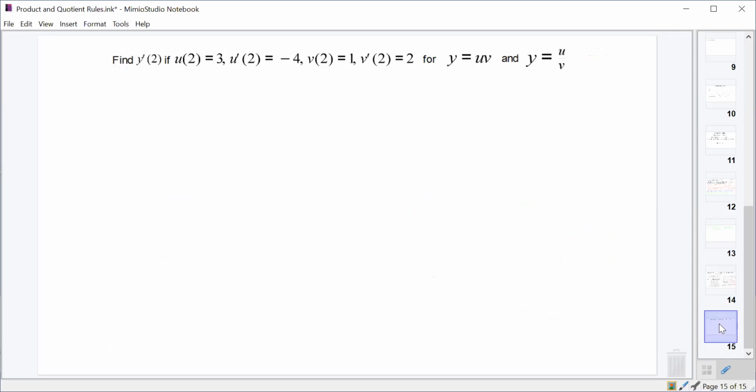Okay, last thing that we want to do with these product and quotient rules. This is not related to the motion problems that we've been doing, but this is a super common multiple choice type question on the AP test. They will give you a bunch of values of a function and its derivative at certain numbers, like at 2, let's say. And then they will say, what if we have a new function that is u times v, and we want to find the derivative of this one? Well, what's y prime equal to if y is u times v?